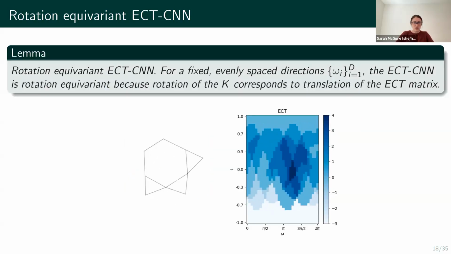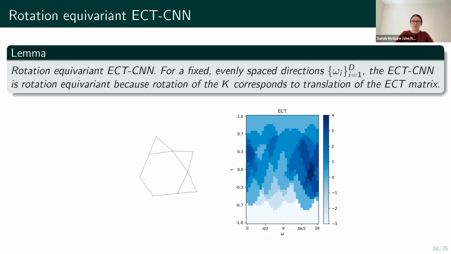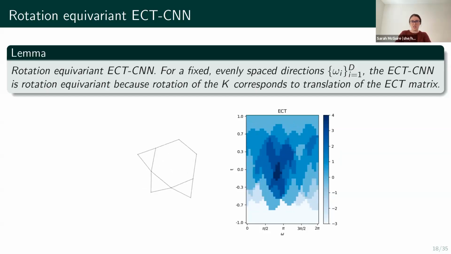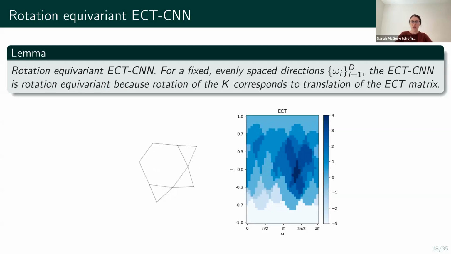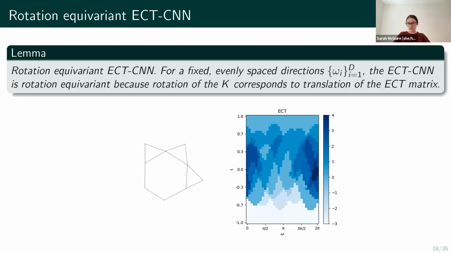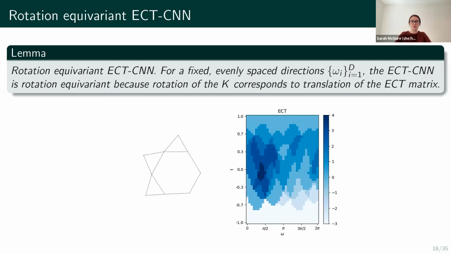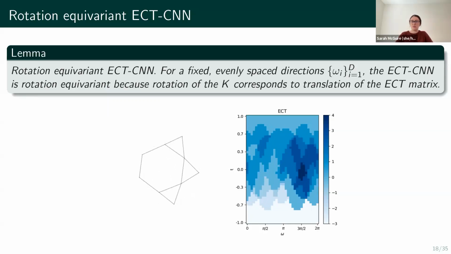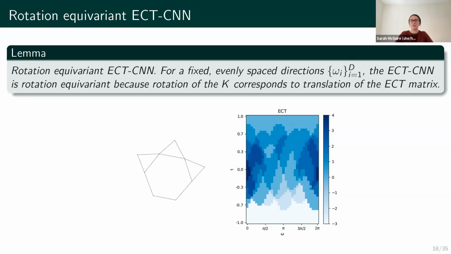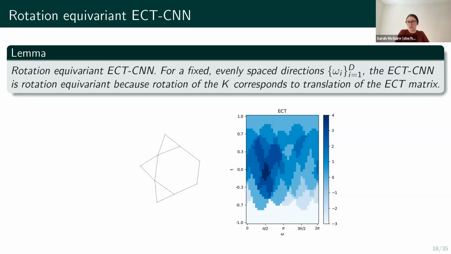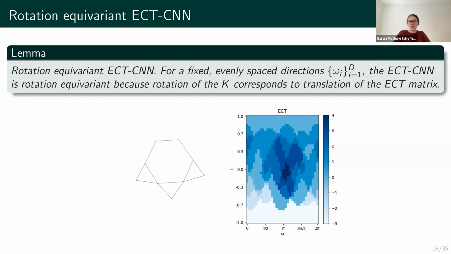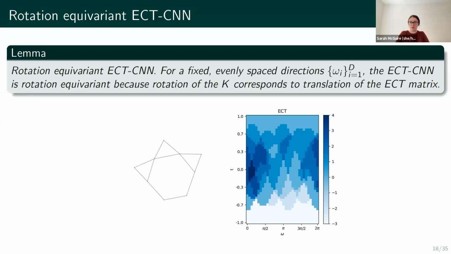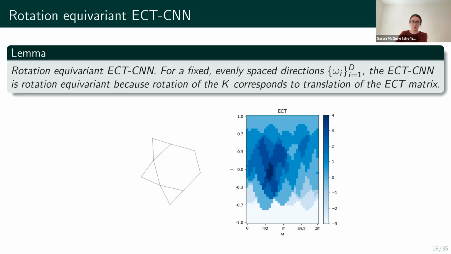So the important point here is that because rotation on the cylinder is the same as translation in the flat matrix of the ECT, we're able to rotate the input shape, and the effect is translation in the ECT image on the right. We're able to prove that for finite embedded simplicial complexes in R2, rotations of K are equivalent to translations of the ECT, which we can represent as translations in the matrix form. And since our CNNs are translation equivariant, our ECT-CNN framework should be rotation equivariant.